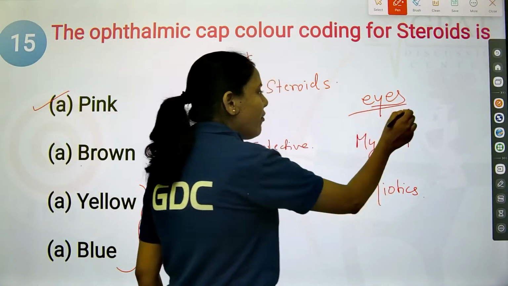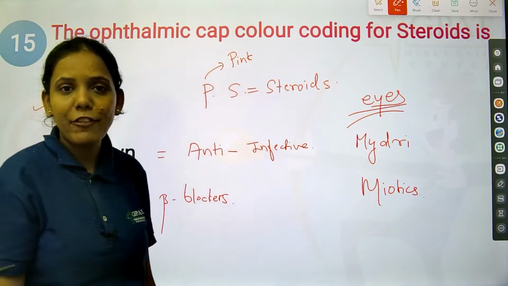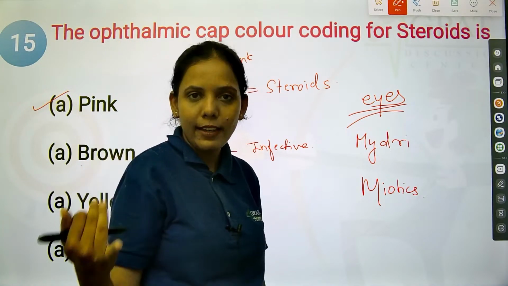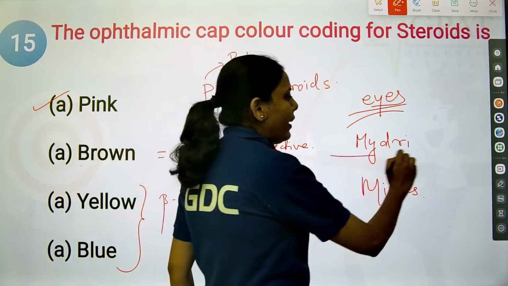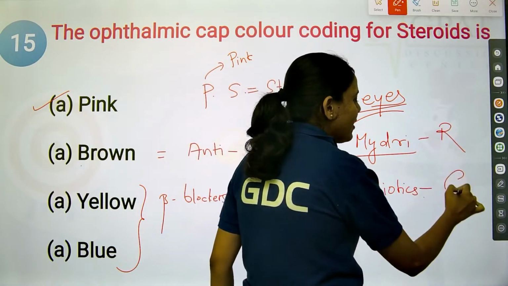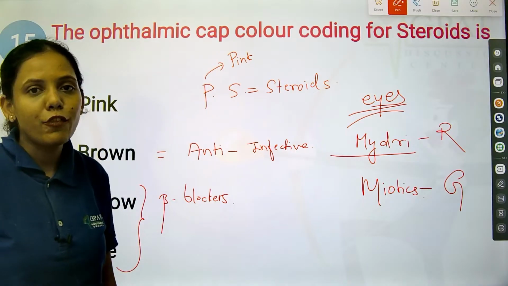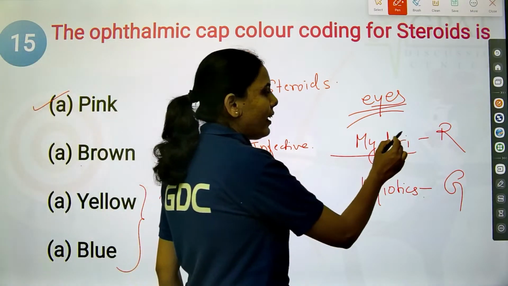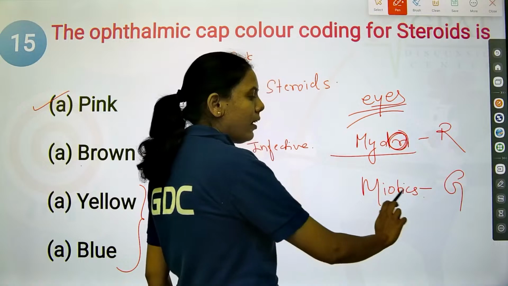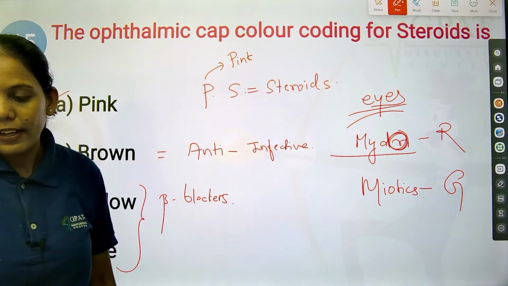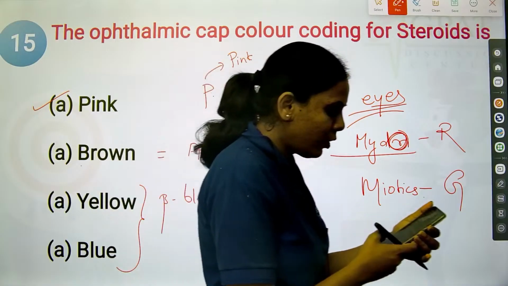So remember, with the eyes you are seeing the traffic signal. Traffic signal has basically three colors, but two colors, red and green. Red is for mydriatics, green is for the myotics. Because here it is R, so you can remember red color. Here it is not there, so green color. So there it is R, that is mydriatics. Okay, so I hope you understood till here.